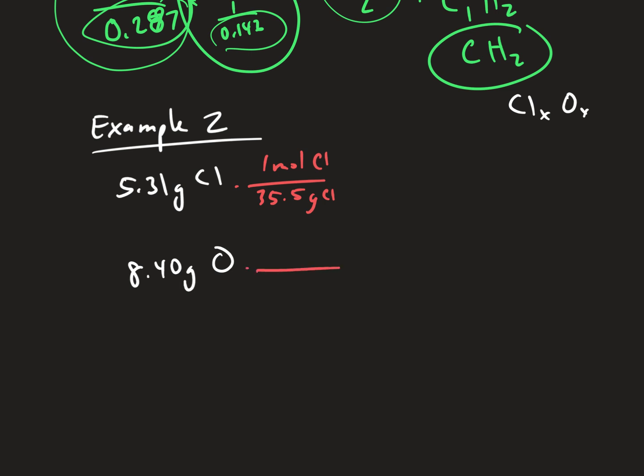And then do the same thing to oxygen. We've done this several times. 16 grams of oxygen to 1 mole of oxygen. Grams goes away.